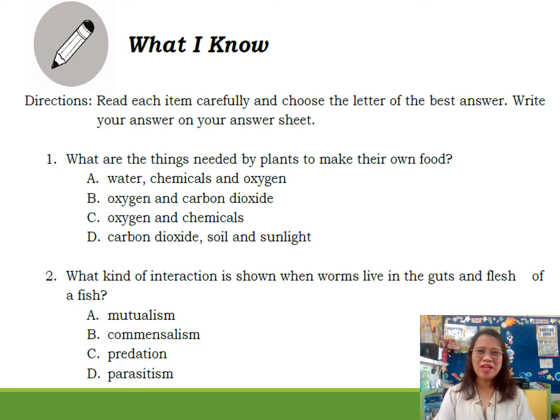What I know. Before we start our main lesson, let's have a short test first. Okay, ready? Awesome! You may now get your answer sheets provided. Try to look at what I know. Read each item carefully and choose the letter of the best answer. Write your answer on your answer sheet. Same as before, I will read the questions twice. You read the choices silently and write the letter only. Let's start. Number 1.